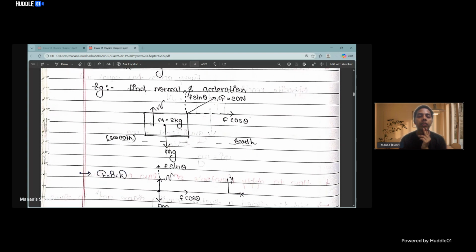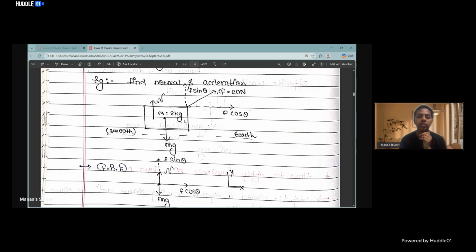In the next example, you can see how to find the normal force and acceleration. There is no friction; it is a smooth surface. The mass of the body is 2 kg, and a force of 20 Newton is applied at an angle theta. So we'll take components of the force: one is F sin theta and the other F cos theta. There is a downward mg and an upward N.